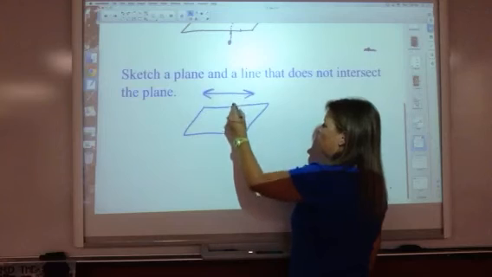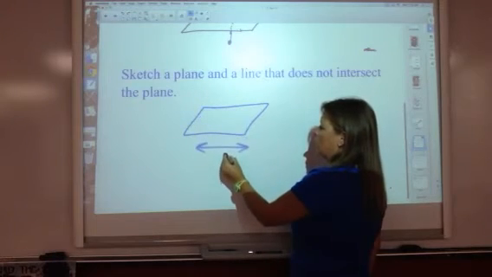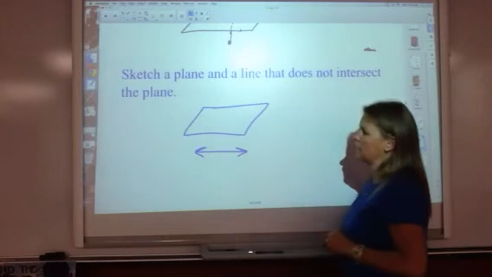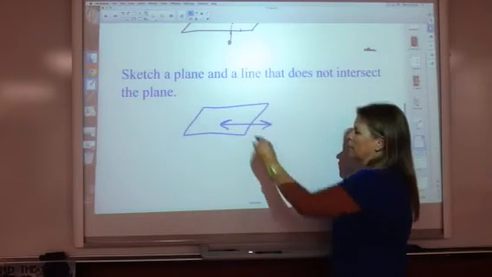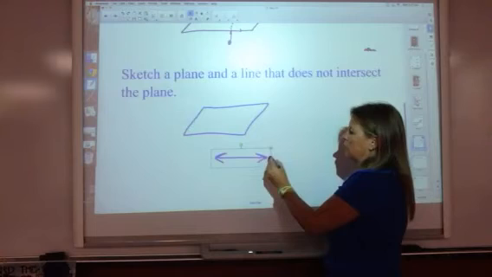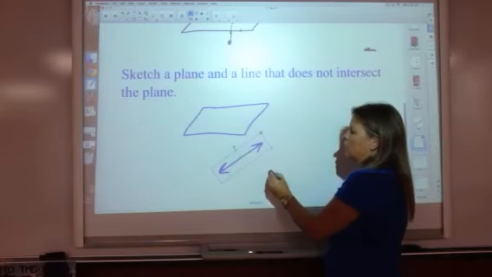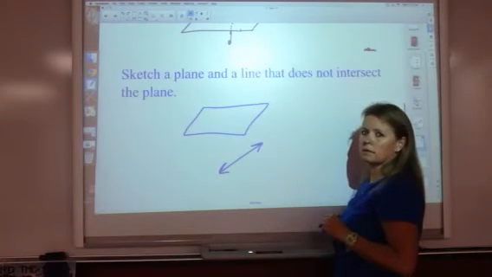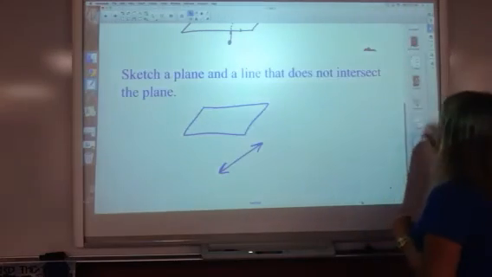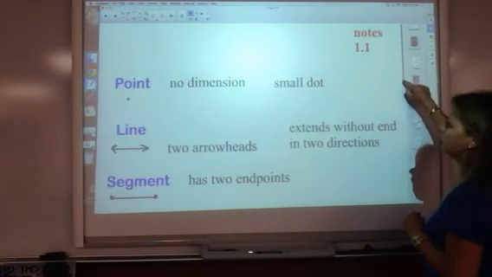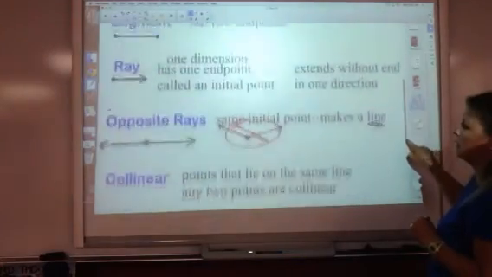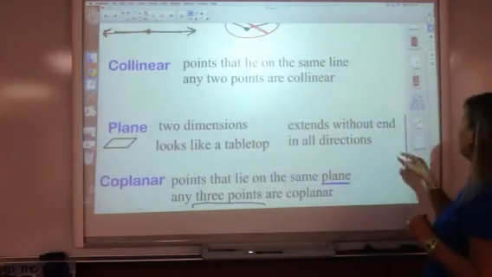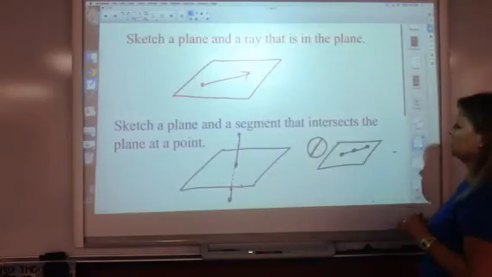It can be over the plane. It can be under the plane. It cannot be in the plane. It also can't intersect the plane. But here's what you also have to be careful of. You also can't draw it like this. Because what did we say about planes and lines? A line extends without end in two directions. A plane extends without end in all directions.